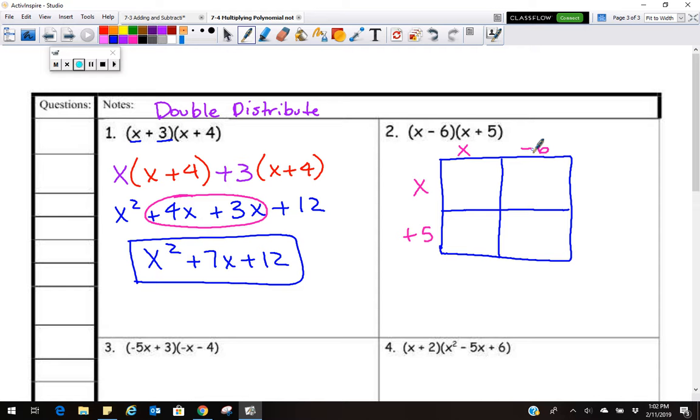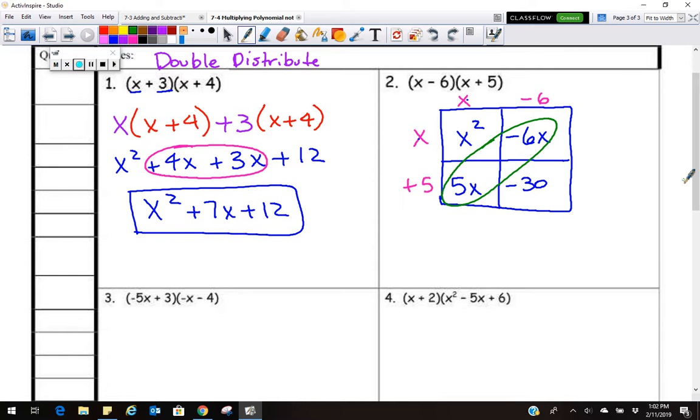So now we're basically finding the area of each box. X times x is x squared. X times negative 6 is negative 6x. X times 5 is 5x. 5 times negative 6 is negative 30. And again, you'll see some x terms that can be combined. They're diagonal. So x squared, 5 and negative 6 is a negative 1x, or just negative x, minus 30.